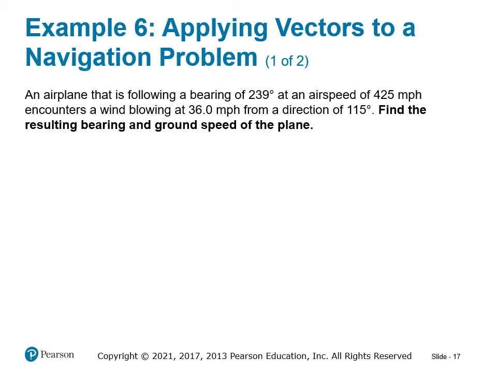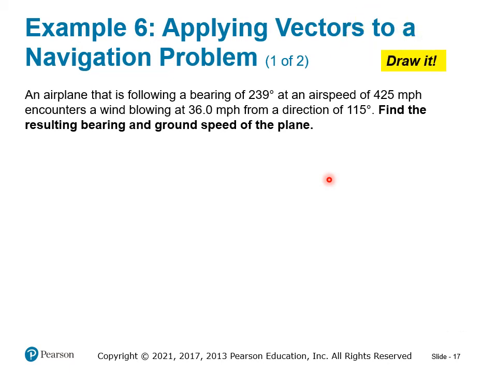An airplane is following a bearing of 239 degrees. Remember, start at north, go clockwise 239 degrees, at an airspeed of 425 miles per hour, that's the magnitude of that vector. It encounters a wind blowing at 36 miles per hour, the magnitude of the wind vector, from, very key word here, from a direction of 115 degrees. So we're almost talking about adding a negative vector, the opposite direction of the wind. It's coming from 115, so make sure you pay attention to that. Find the resultant bearing and ground speed of the plane.